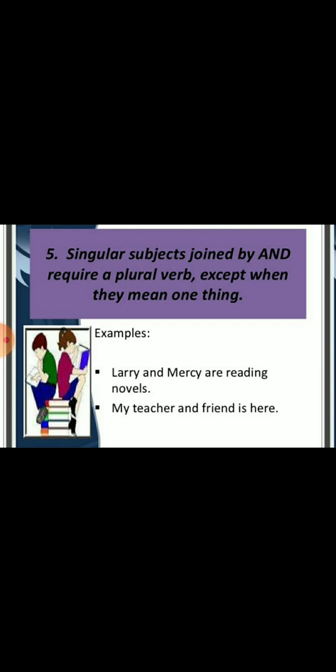So, dear children, these rules are very important for a better understanding of your grammar.